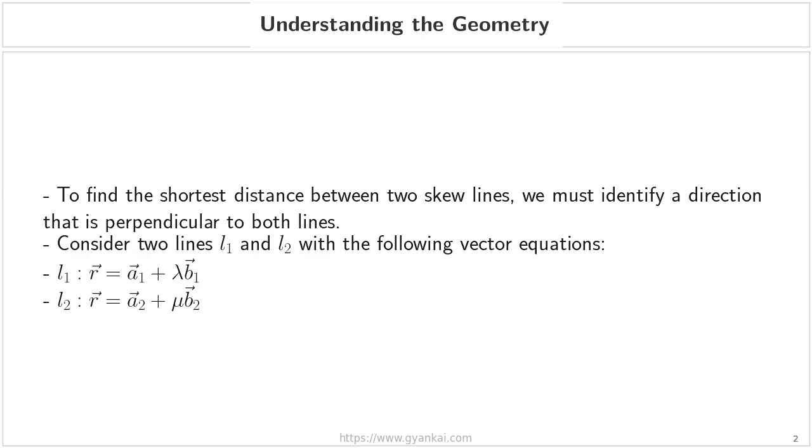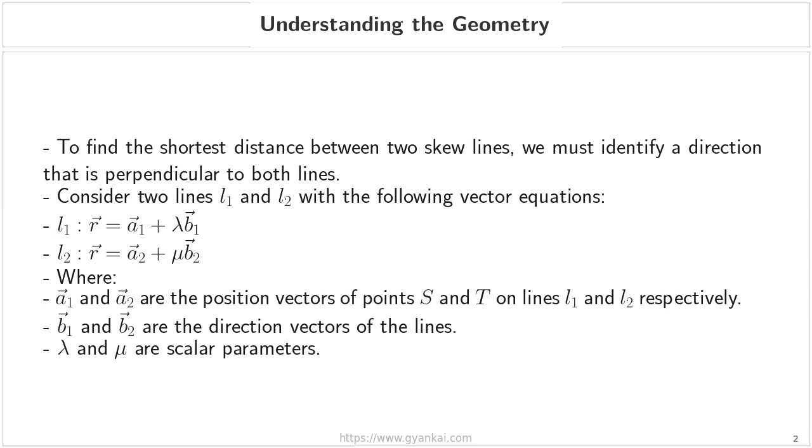For the first line, L1, the position vector r equals a1 plus lambda times b1. For the second line, L2, the position vector r equals a2 plus mu times b2. Let's break down what these components actually represent. The vectors a1 and a2 are the position vectors for specific points, which we can call point S and point T, located on our first and second lines respectively. The vectors b1 and b2 are the direction vectors, which tell us the direction in which each line is traveling. And finally, the Greek letters lambda and mu are simply scalar parameters that allow us to move along the lines.